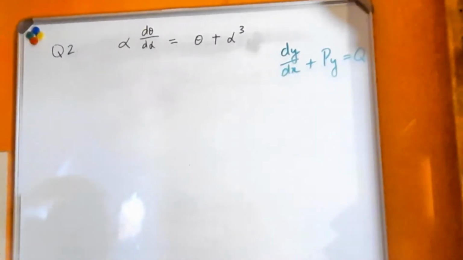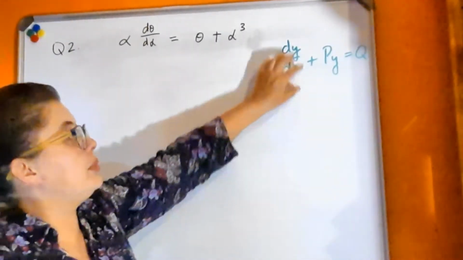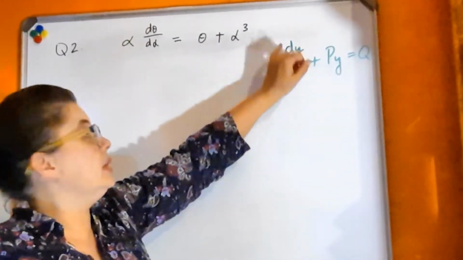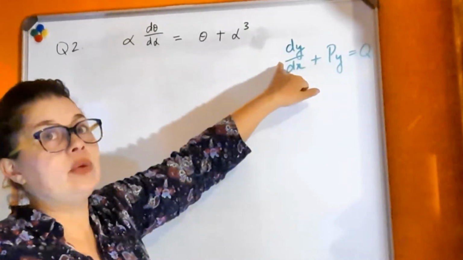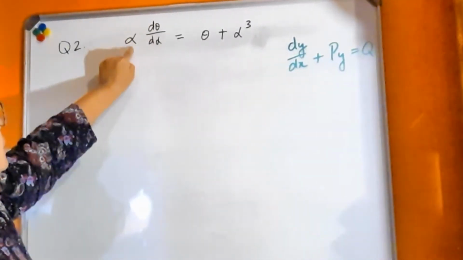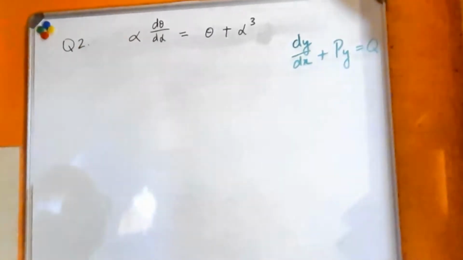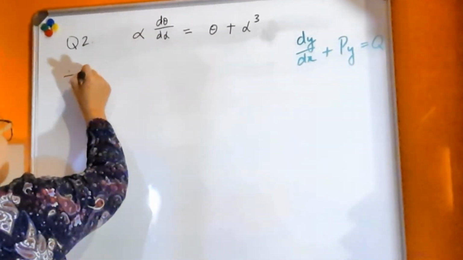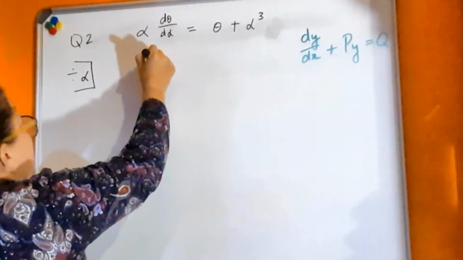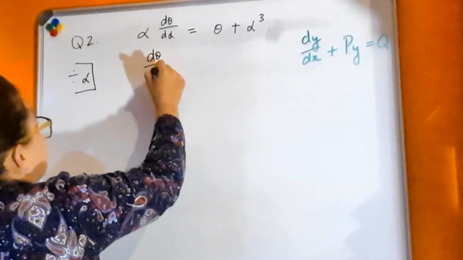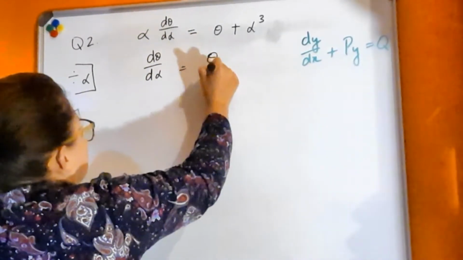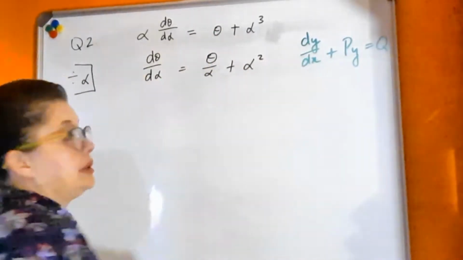Right? So the first term in your standard form is the derivative on its own. The only thing in front of it must be a 1. So in this case here, you do not want to have that alpha there. So we're going to divide through by alpha. And we're going to have the d theta d alpha, theta over alpha plus alpha squared.